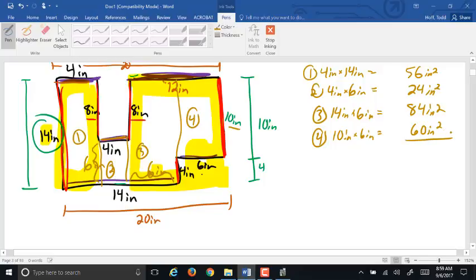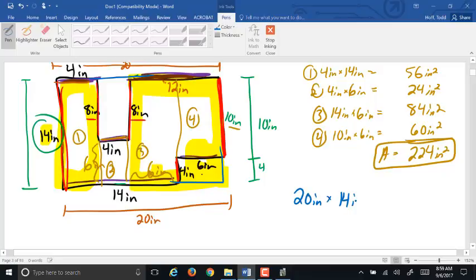So that all adds up to 224, I believe, square inches for my area. Does that look right? Perfect. The other way would have been to just make this one big rectangle. That big rectangle is 20 inches by 14 inches, my overall dimensions here, which is 280 square inches.